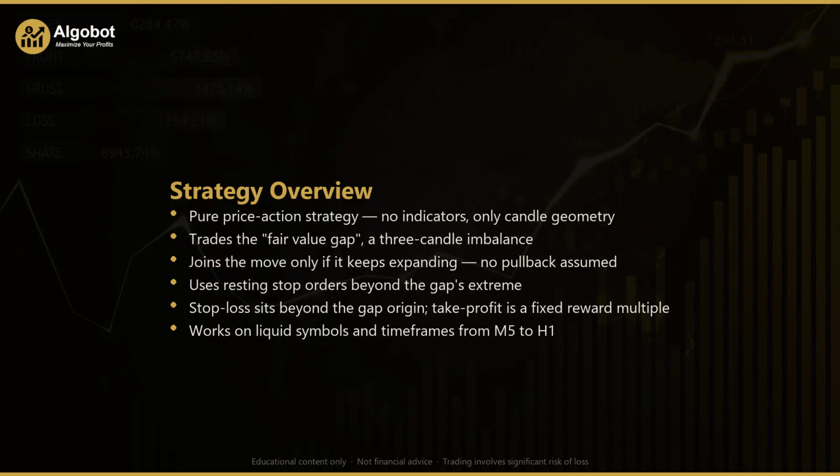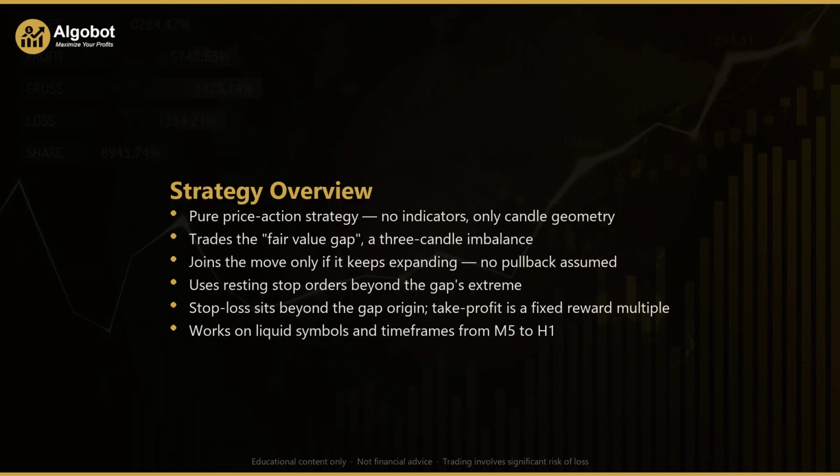So what is a fair value gap? It's a 3-candle imbalance. When a strong middle candle moves so quickly and so far in one direction that the wick of the first candle and the wick of the third candle never overlap, it leaves behind an untraded void on the chart. That void is the footprint of fast, one-sided pressure.